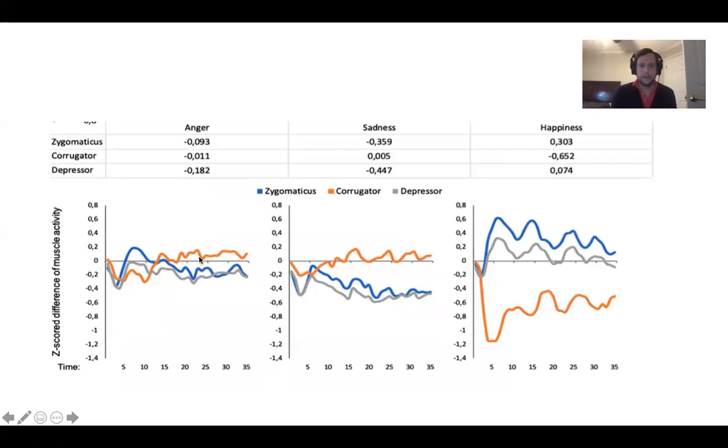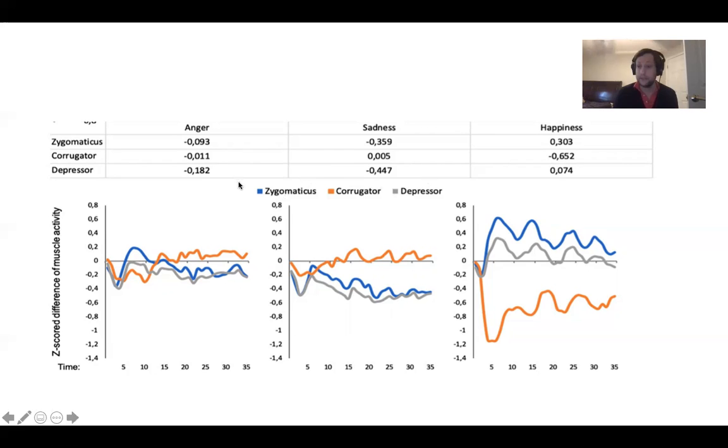So here are the data. The left, center, and right columns correspond to these different emotions. This is when you're viewing an angry face. This is when you're viewing a sad face. This is when you're viewing a happy face. And then here is the legend. I actually don't remember which muscle the depressor is. The ones that I want you to focus on here are zygomatic and corrugator.